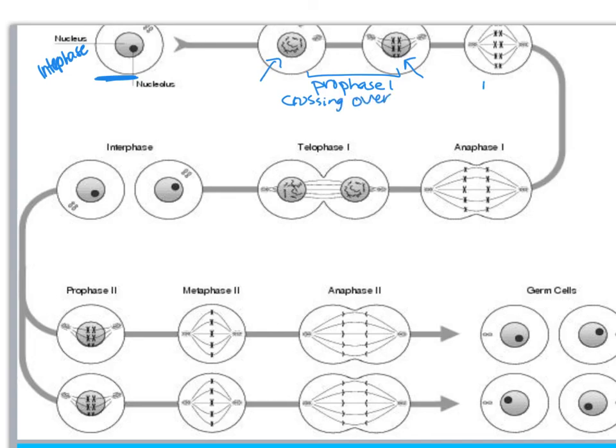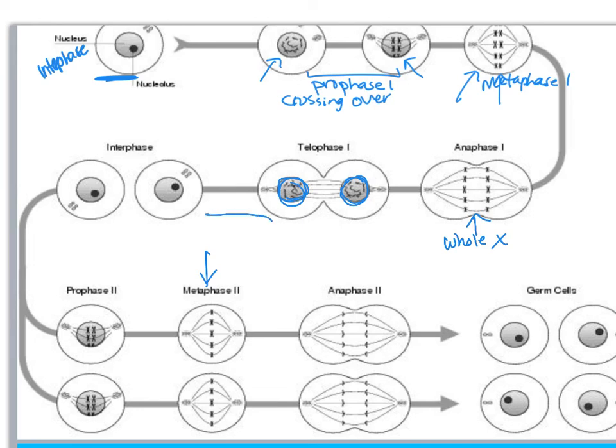Okay, and then in metaphase 1, the chromosomes have lined up in 2 rows. Compare that to metaphase 2 and mitosis, which is just 1 row. So make sure you know the chromosomes line up in 2 rows in metaphase 1. Then in anaphase 1, they split. They're still whole X's, and the whole X's move to opposite sides of the cell. Then in telophase 1, you're going to see that the chromosomes gather in the center of what's going to be a new cell.